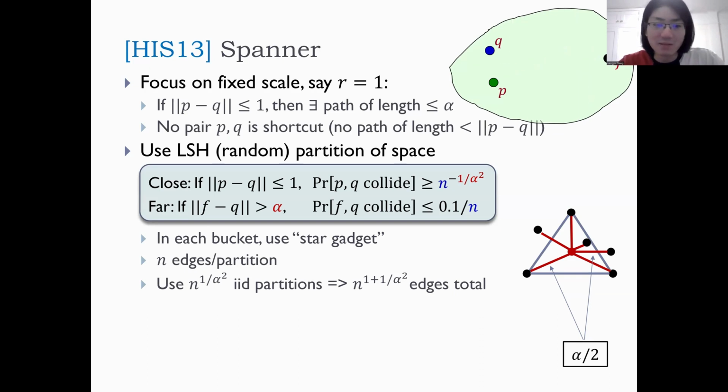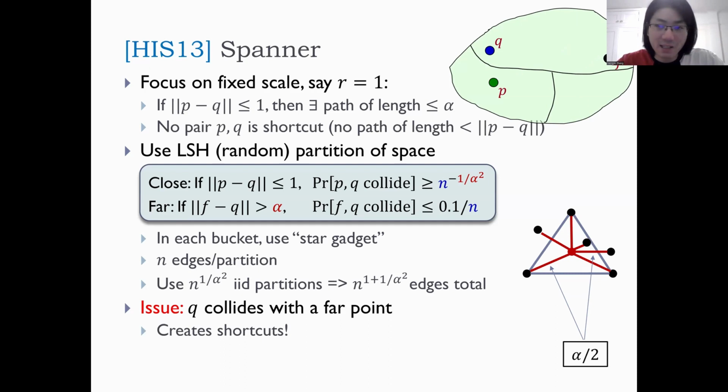So there are multiple executions of locality-sensitive hashing. However, in some cases, Q will collide with a far point. And if we construct a star gadget, we will create a shortcut that will break our spanner. Because the distance of Q and F is larger than alpha, and we create a path of length alpha.